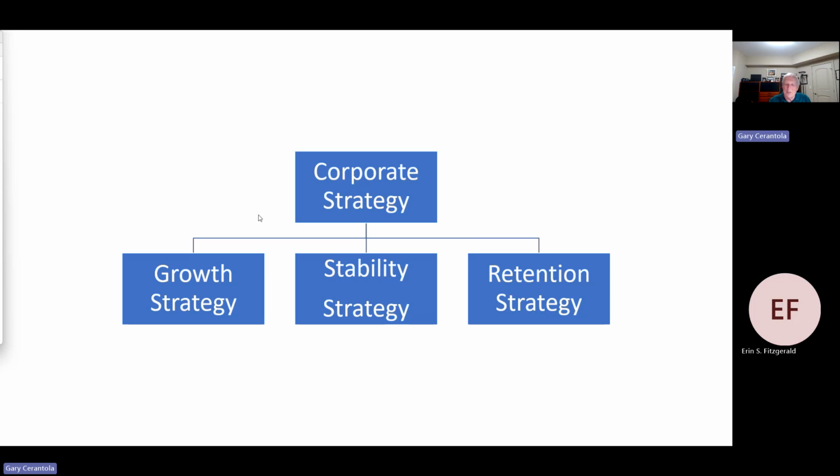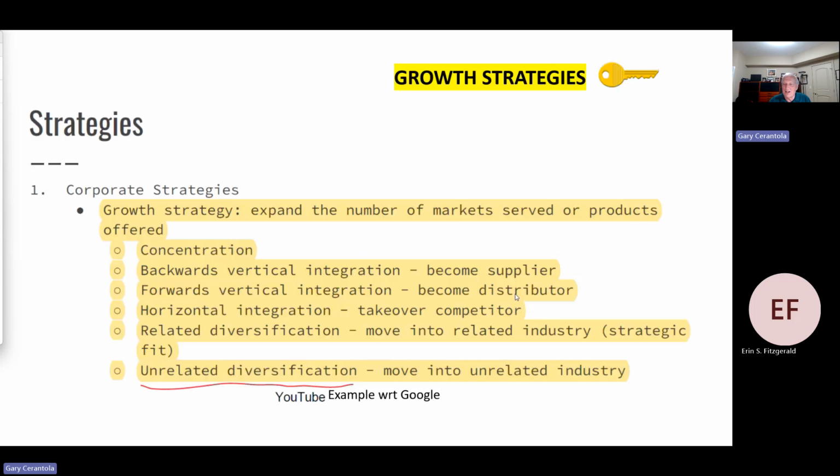Corporate strategy breaks down to a growth strategy, a stability strategy, and a retention strategy, and you need to know what the growth strategies are. It could be concentration, backwards vertical integration, forward vertical integration, horizontal integration, related diversification, or unrelated diversification. So just let me go through these.